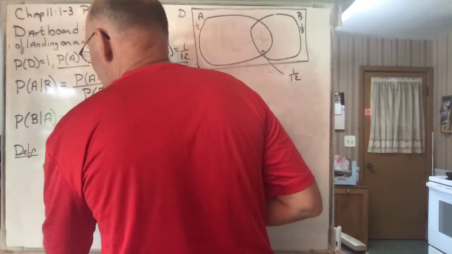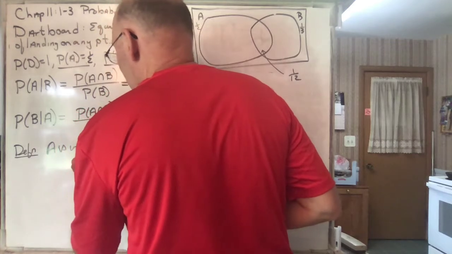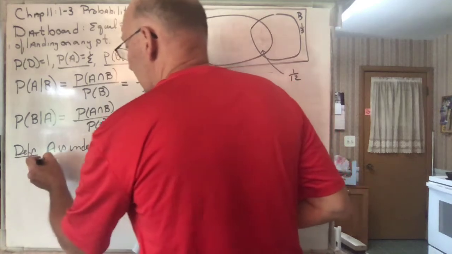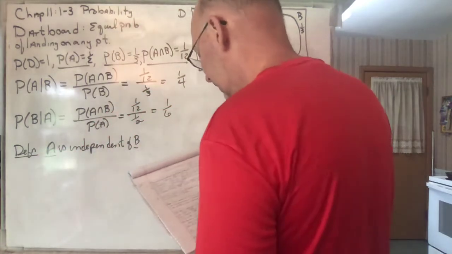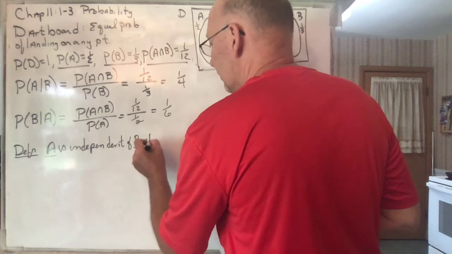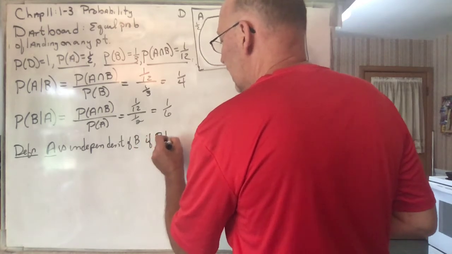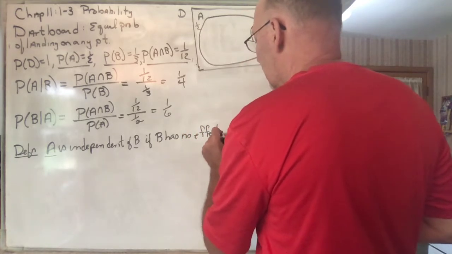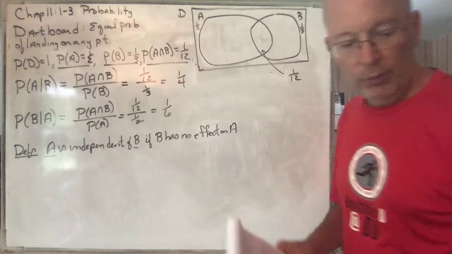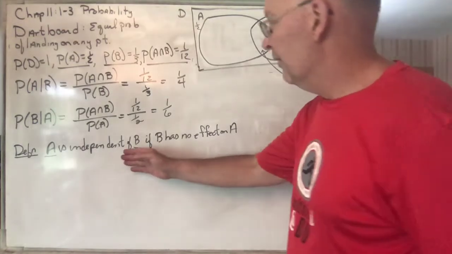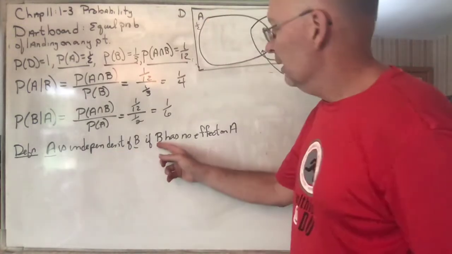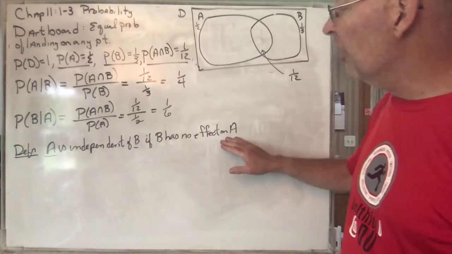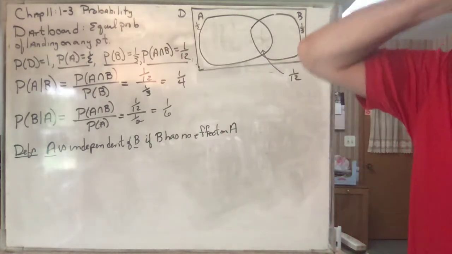Now, I've got one more important definition to give you. A is independent of B. I'm going to give you a couple different definitions. If B has no effect on A. In other words, A is independent of B if knowing B tells you nothing at all about whether A occurred.